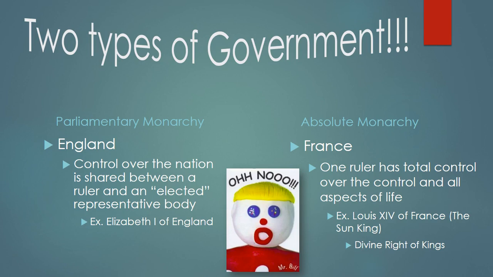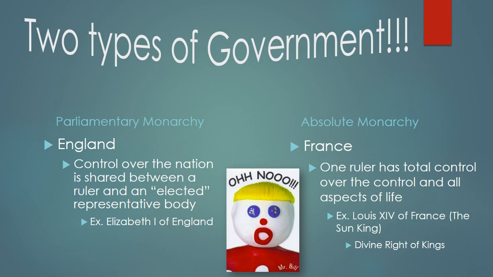First up, we've already talked about absolute monarchy in France and the rise of Louis XIV. The idea that a single monarch has total control over everything that's going on in his country, the lives of his citizens, nobility, etc. In England, we're going to come up with something that's very different.